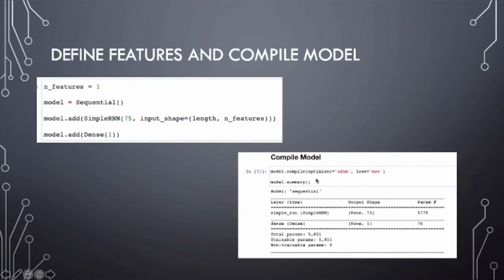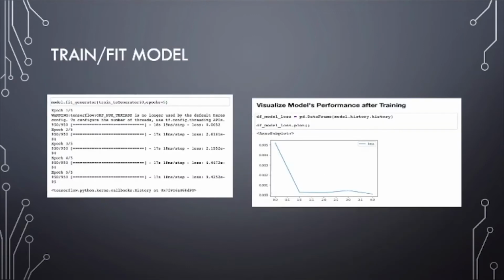So after we do that, we can compile the model. As you can see in the bottom right, this is the result we get. We can see a shape. So with the simple RNN, using the 75 neurons, we got a parameter count of 5,775. With the dense layer, we only got a parameter count of 76. So after this, we're able to train and fit the model.